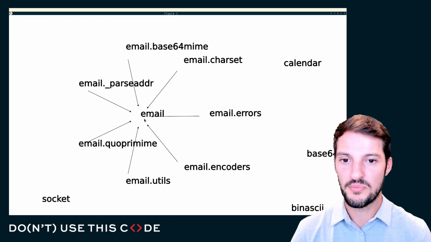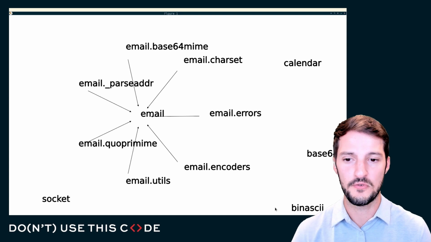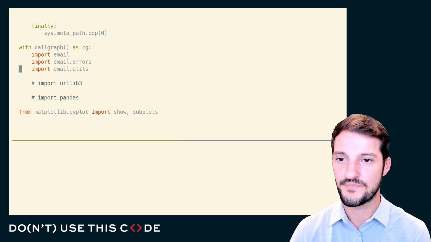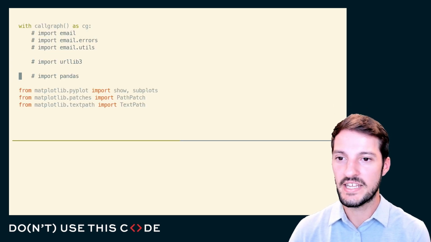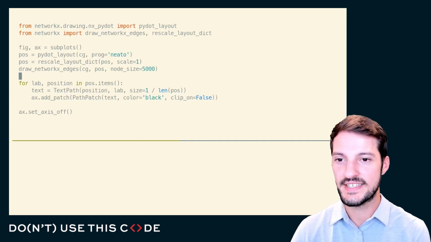And we can see that they all point back towards the top level package, and we also see that email imports calendar, base64, binascii, socket, etc. Python gives us many escape hatches, many places that we can hook into it. And let's go ahead and test this out with pandas.